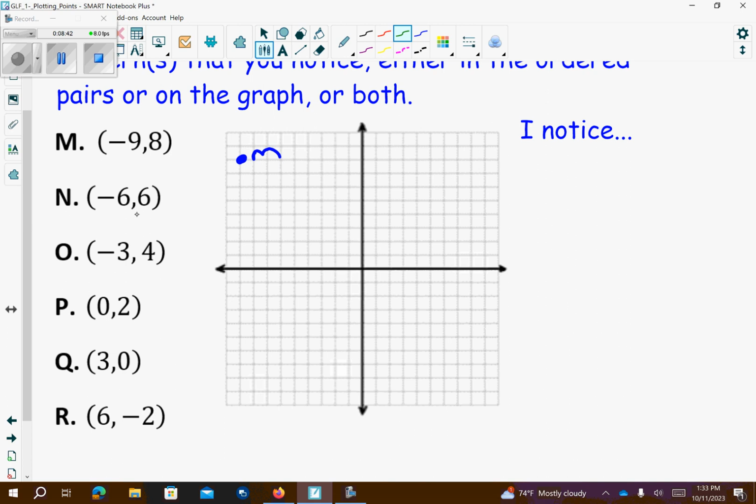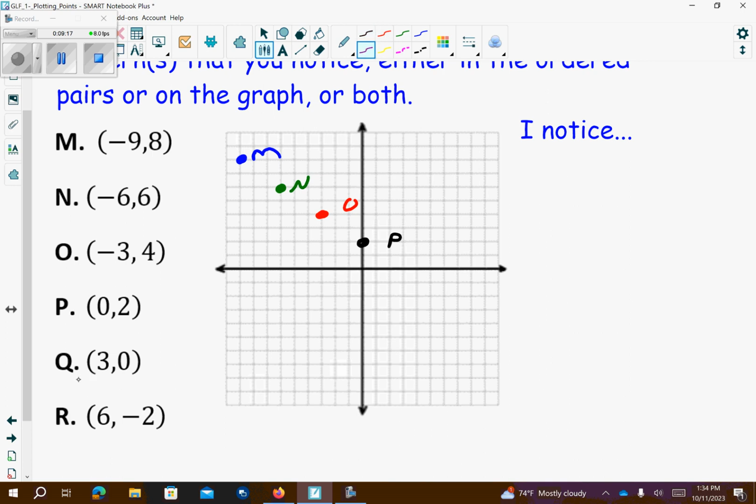And we have -6, 6. So -1, 2, 3, 4, 5, 6. And up 6, 1, 2, 3, 4, 5, 6. There's letter N. Letter O, -3, 1, 2, 3. Up 4, 1, 2, 3, 4. That's an O. Let's go to letter P, 0, 2. So it doesn't go right or left, just goes up 2. There's letter P.